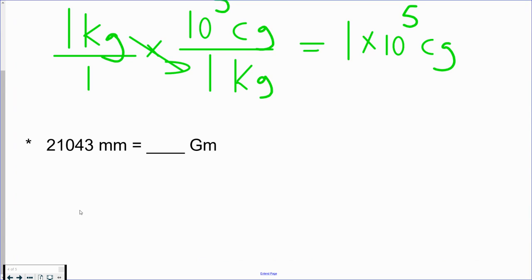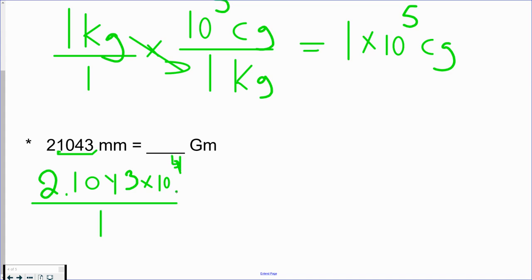So the next problem, I'm going to put the given in scientific notation over 1. So I'm going to move the decimal place over 1, 2, 3, 4 spots, giving me 2.1043 times 10 to the 4th over 1. And this is millimeters.